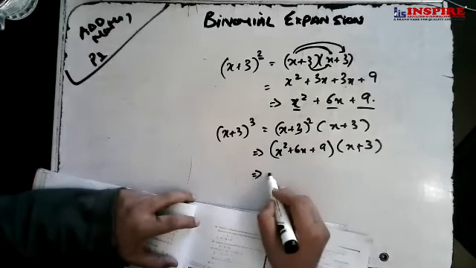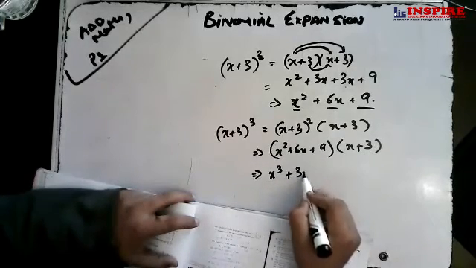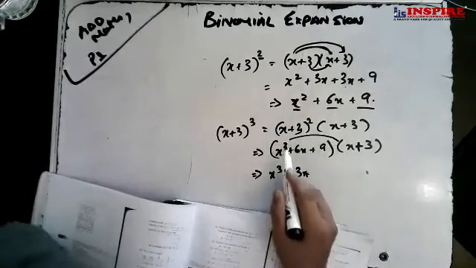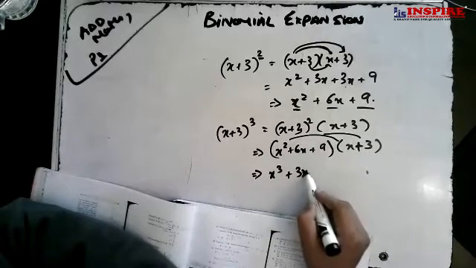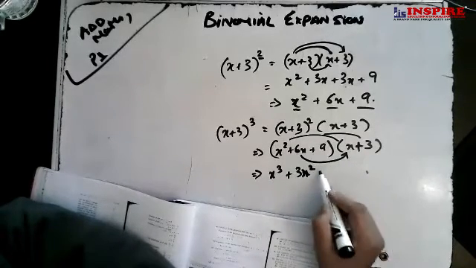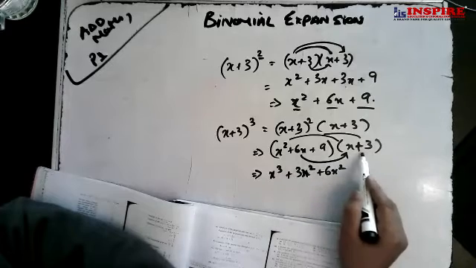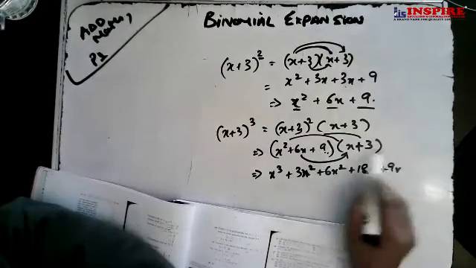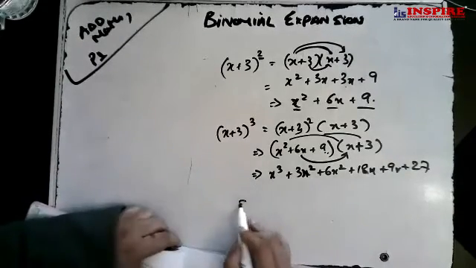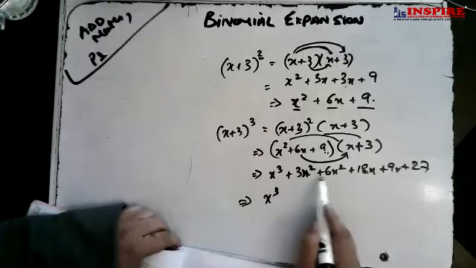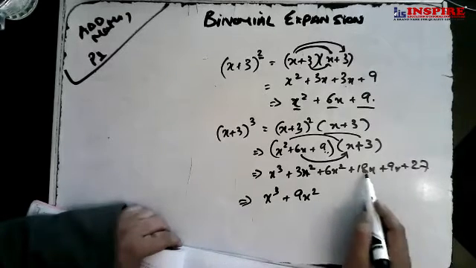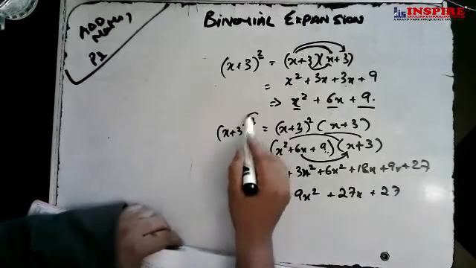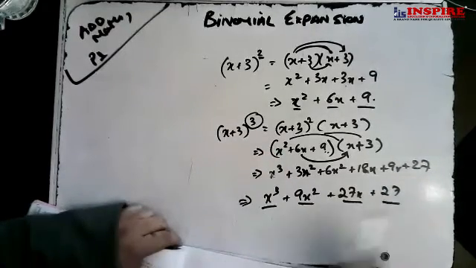I repeat myself, x squared into x is x cubed, x squared into 3 is 3x squared, 6x into x is 6x squared, 6x into 3 is 18x, 9 into x is 9x, and 9 into 3 is 27. This makes it x cubed, 3x squared plus 6x squared is 9x squared, 18x plus 9x is 27x, plus 27. Again, the power is 3, the elements are 4.